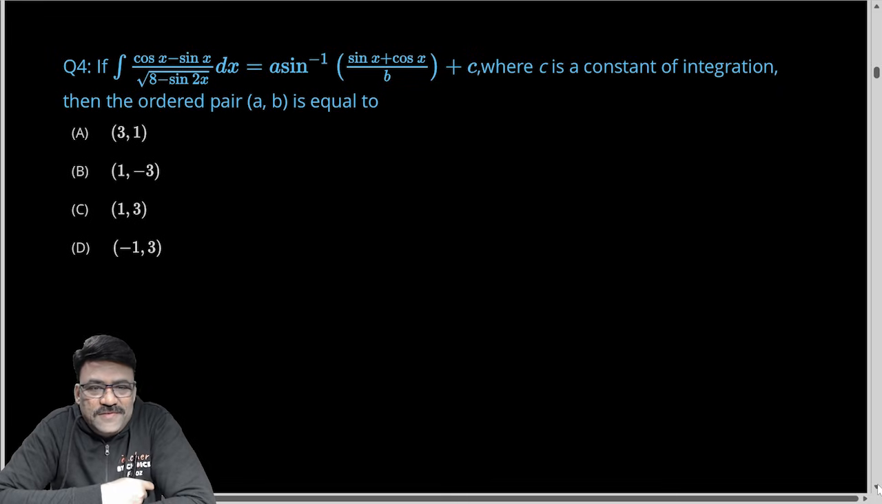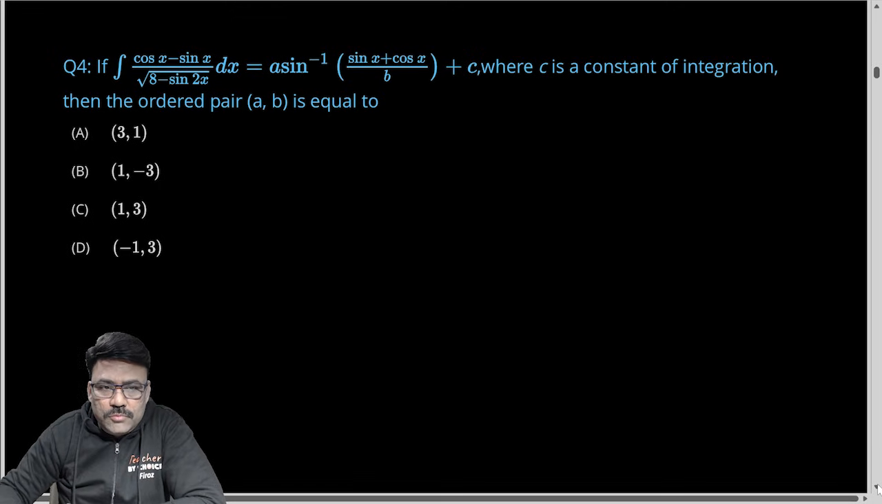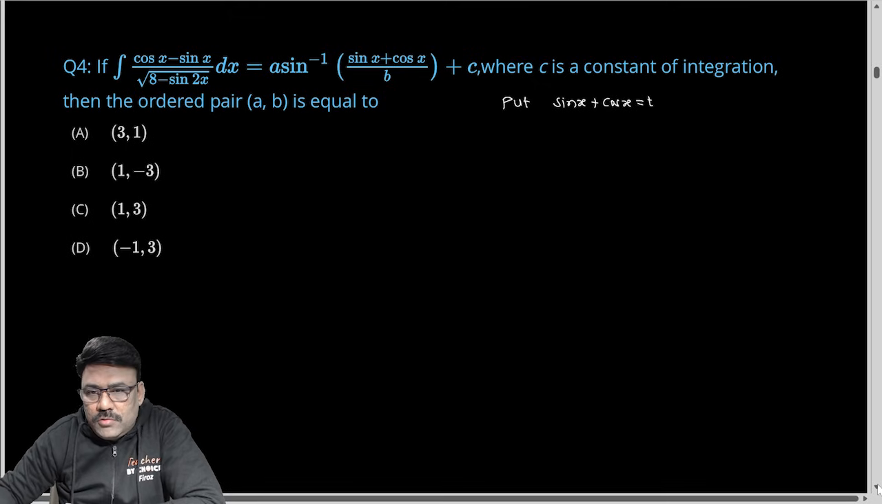Okay, let's see this question. This is from indefinite integration. You have (cos x minus sin x) over under root 8 minus sin 2x. So if I substitute sin x plus cos x as t here, then after differentiation it gives you (cos x minus sin x) dx equals dt.